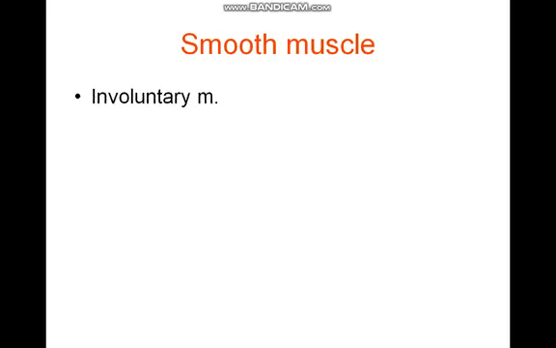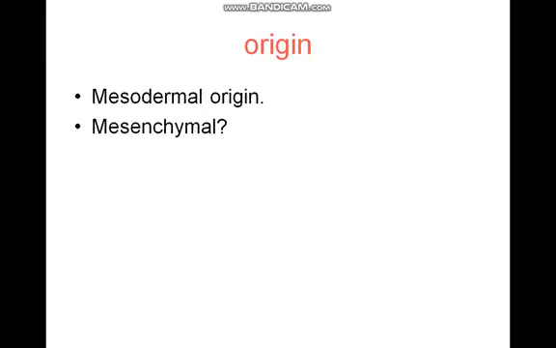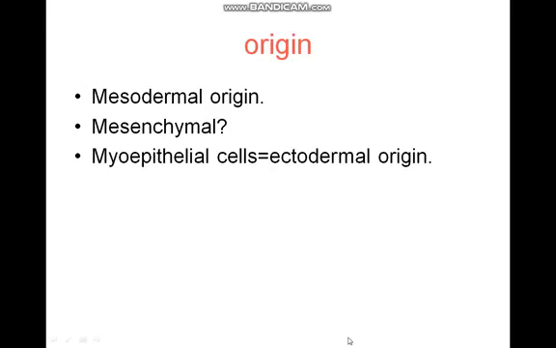The other part of the muscle tissue is the smooth muscle. They are involuntary, non-striated, and undergo hypertrophy and hyperplasia, unlike the skeletal muscle, which undergoes hypertrophy only. Also cardiac muscle undergoes hypertrophy, with no hyperplasia in the skeletal and cardiac muscle. Smooth muscle is capable of regeneration. They originate either from mesodermal origin or through mesenchymal cells, and sometimes we have a type called myoepithelial cells, containing smooth muscle filaments, which originate from ectodermal origin.